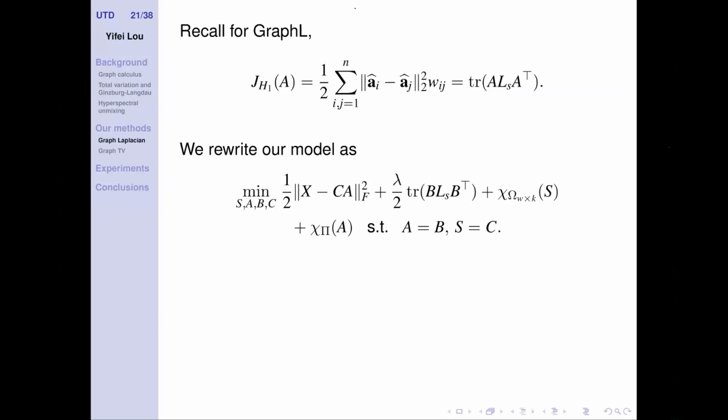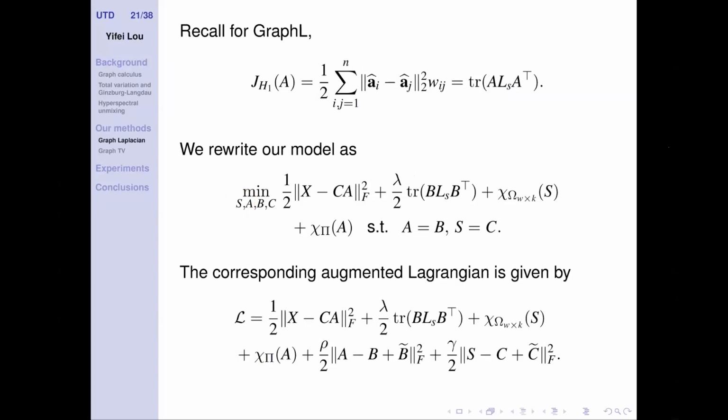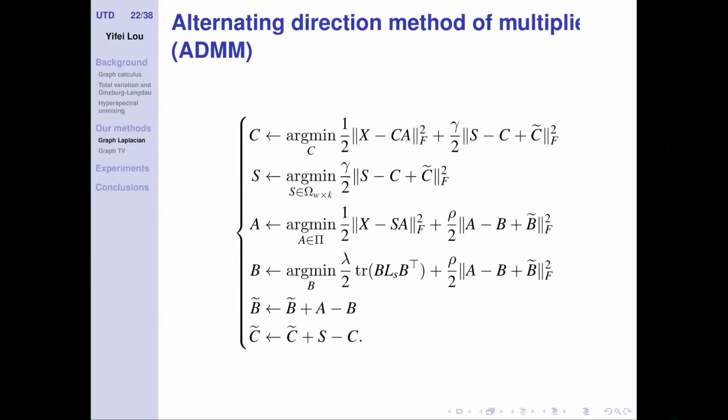Originally we need to minimize with respect to S and A. Now we introduce two variables, one for A, the other for S. The reason we're doing that is that for every subproblem, we will have a closed form solution. So the remaining thing is standard. We have this minimization and these two constraints. We form an augmented Lagrangian, and then we alternately minimize every component. Fortunately, every subproblem has a closed form solution.